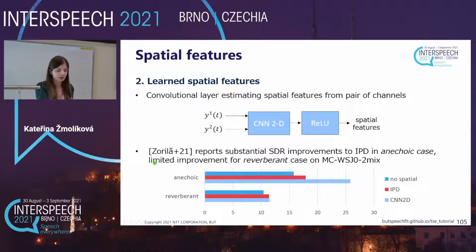In a recent work of Katalin Zorilla, the authors compared the fixed IPDs with the learned spatial features, and what they showed, here these are again SDR scores, so higher is better, is that using any kind of spatial feature is significantly better than using no spatial feature. And in the anechoic case, the learned spatial features have a very significant advantage compared to IPDs. But in a reverberant case, they are only slightly better, and I would actually say comparable to the fixed IPDs. And this is maybe, I would say, the more realistic scenario, to have reverberation in the signals too.